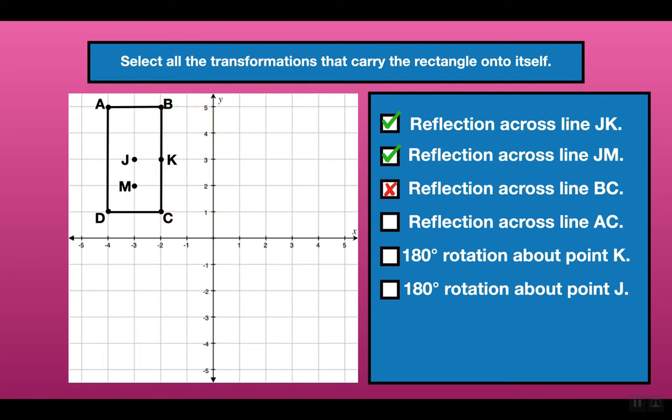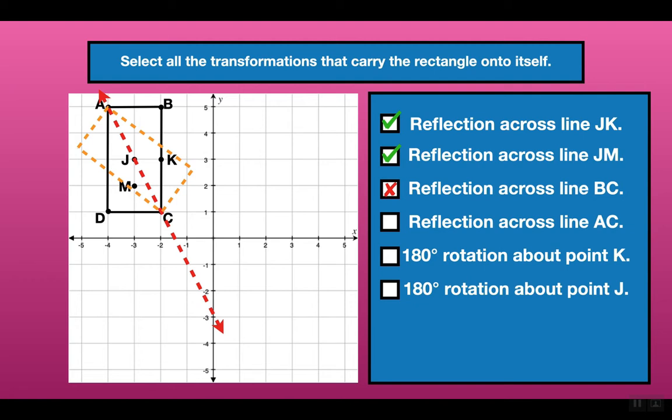Okay, answer choice 4, a reflection across the line AC. This one is easy to be confused by. Okay, so the line AC is that. If I reflect the rectangle across that, you're going to get a shape that looks approximately something like that. Okay, so obviously that does not match up.